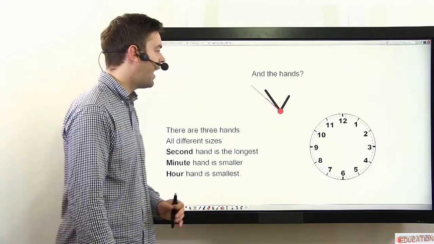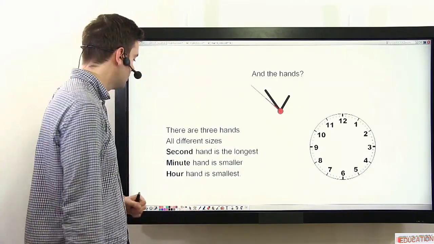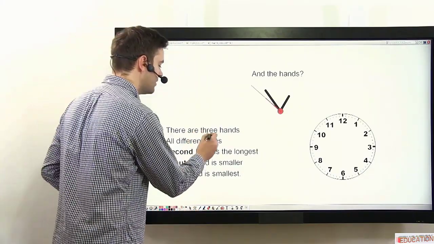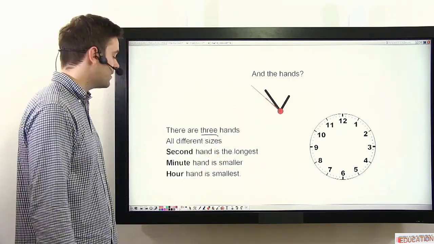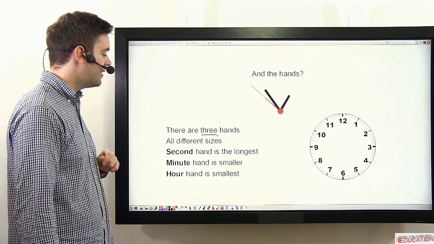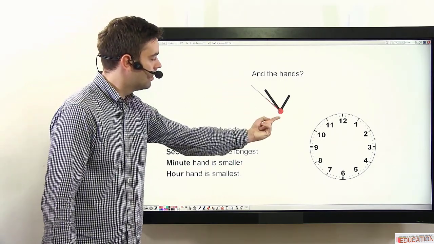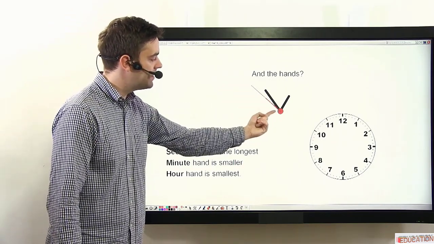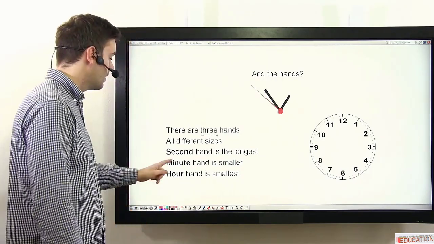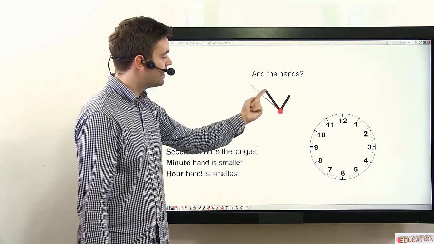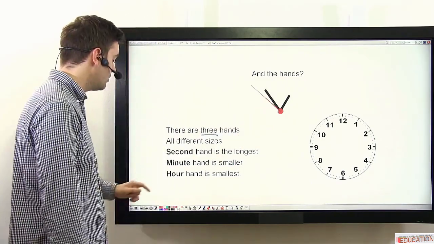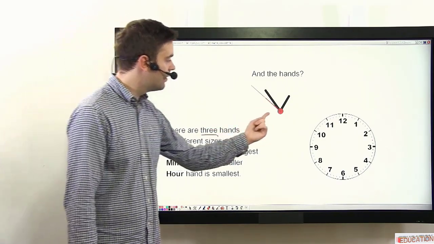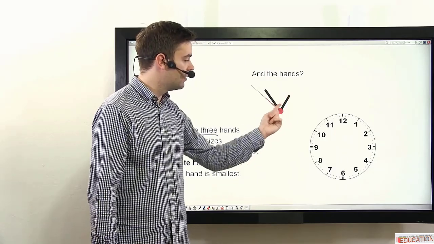Let's take a look at the hands. So there are 3 hands, all different in sizes. The second hand is the longest. The minute hand is smaller, and the hour hand is the smallest.